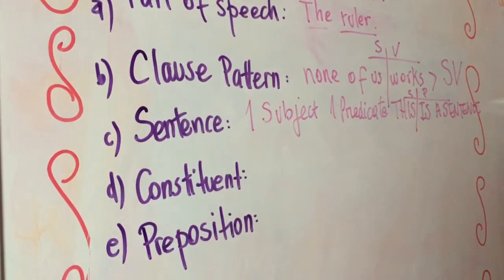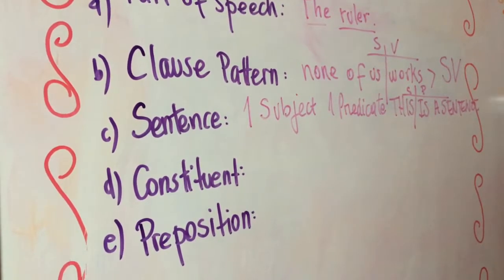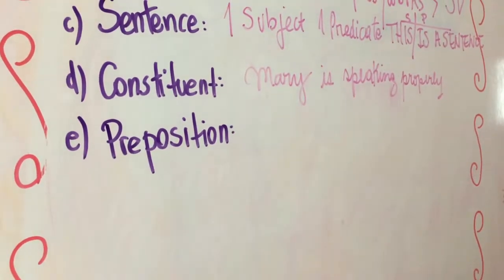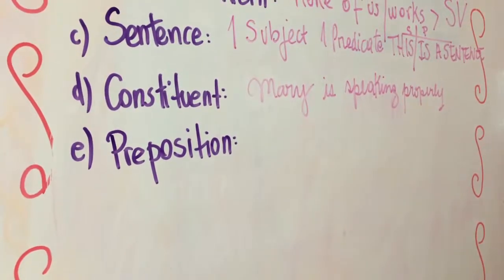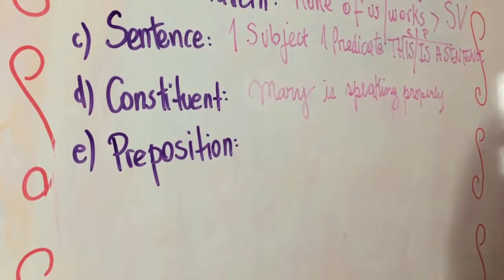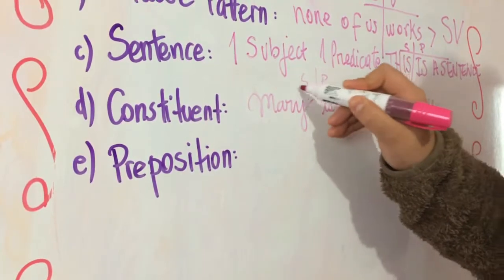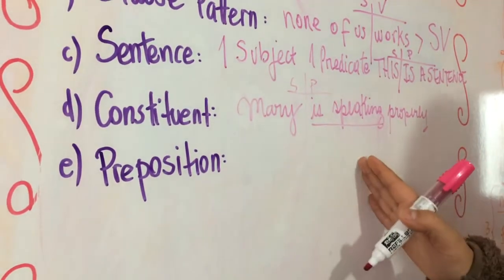The constituents are the linguistic structure words that are included in a sentence. Those could be optional or compulsory. In this example, "Mary is speaking properly," we have the subject and the predicate. In this case, this is the verb, the finite verb, and then we have the rest. We have the main concepts and definitions and also examples.